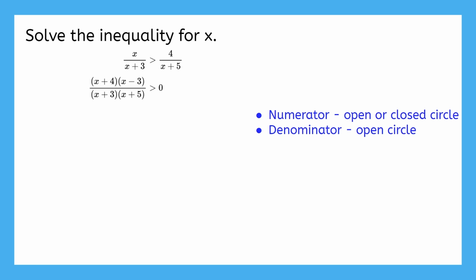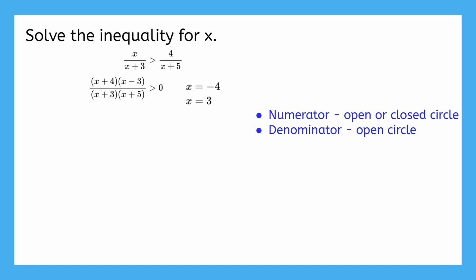Let's see how you did. We set each factor in the numerator equal to 0. If x plus 4 equals 0, then x equals -4. And if x minus 3 equals 0, then x equals 3. These numbers would make the numerator equal 0, and therefore the entire fraction would equal 0.